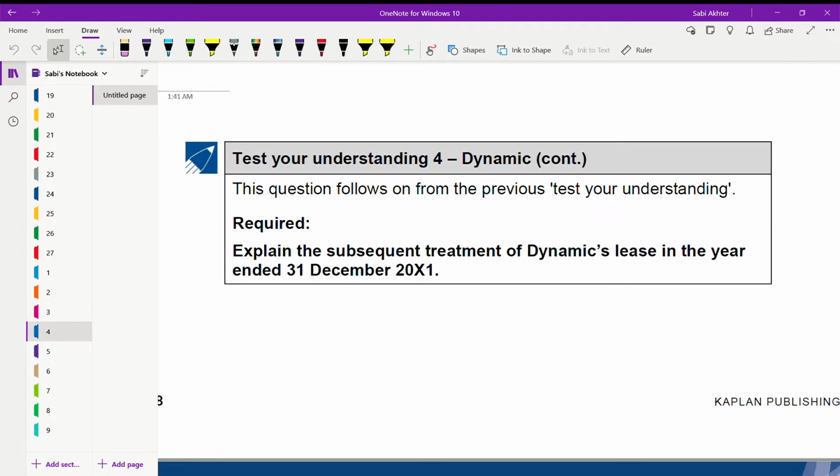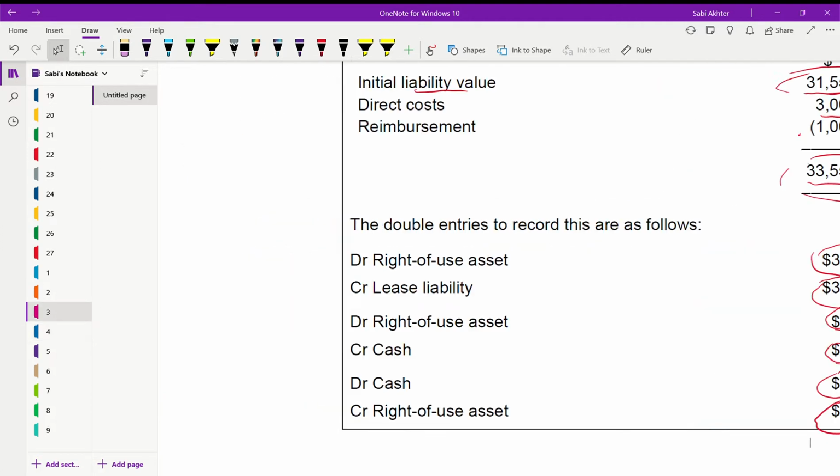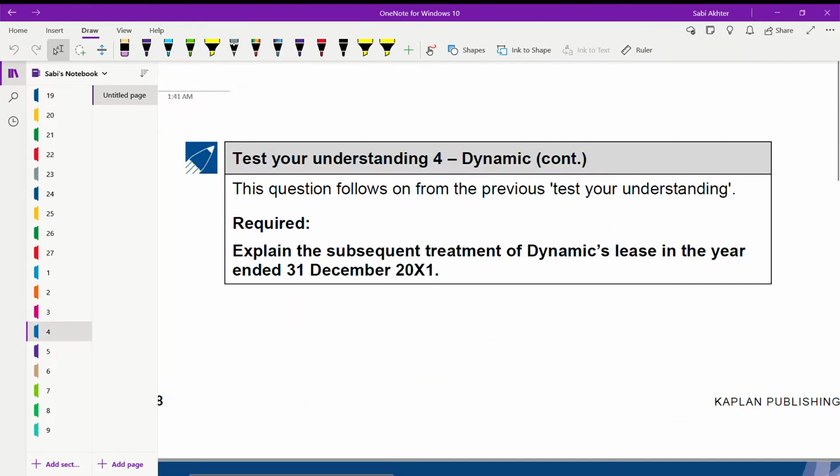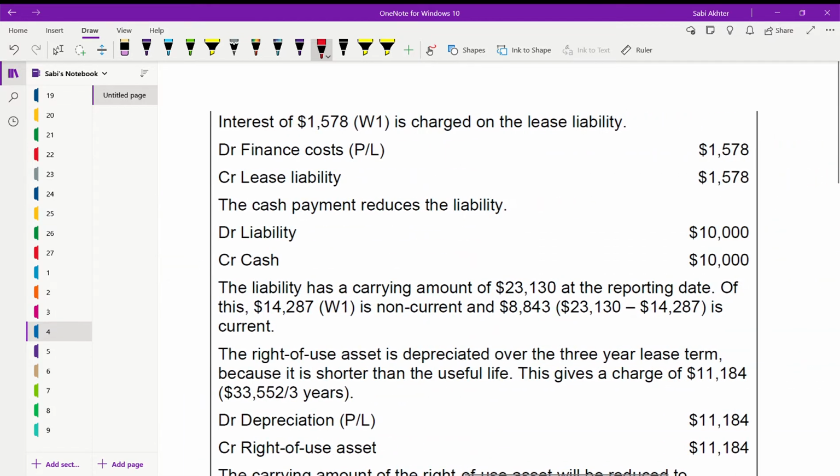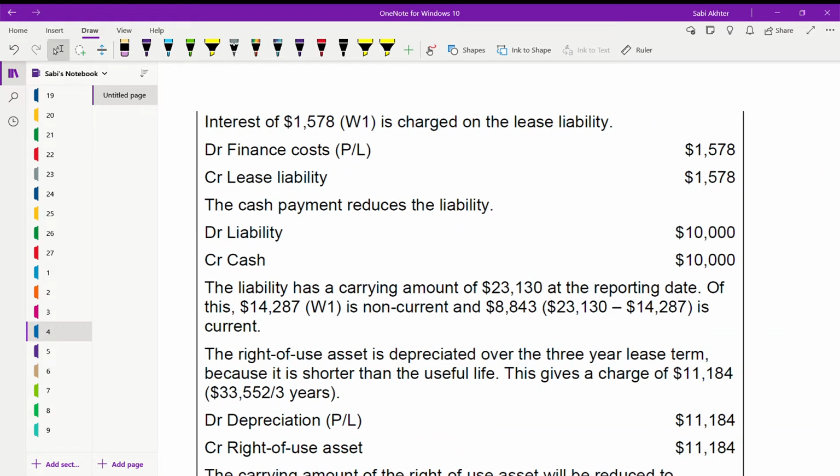Now let us go to the fourth one. This question follows on from the previous test your understanding. Just wait a minute. Just want to go through the requirements. Explain the subsequent treatment of the lessee in the year. This is about subsequent treatment. Same question. Remember, you have to charge interest, and that interest is charged on the lease liability.